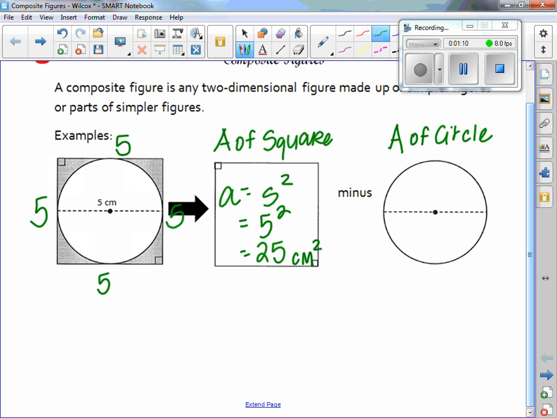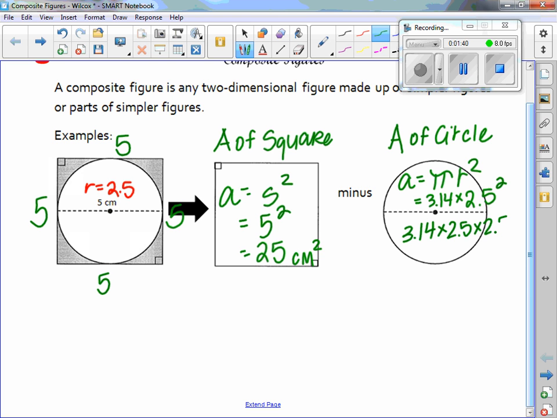The area of a circle, my formula is area is equal to pi times radius squared. Now they've given us the diameter of 5, which means half of that would be my radius. So half of 5 is 2.5. That's the number that I need to use for the area of my circle. So pi, 3.14, times radius, 2.5 squared, which means the same thing as 3.14 times 2.5 times 2.5 again, since I'm squaring that value.